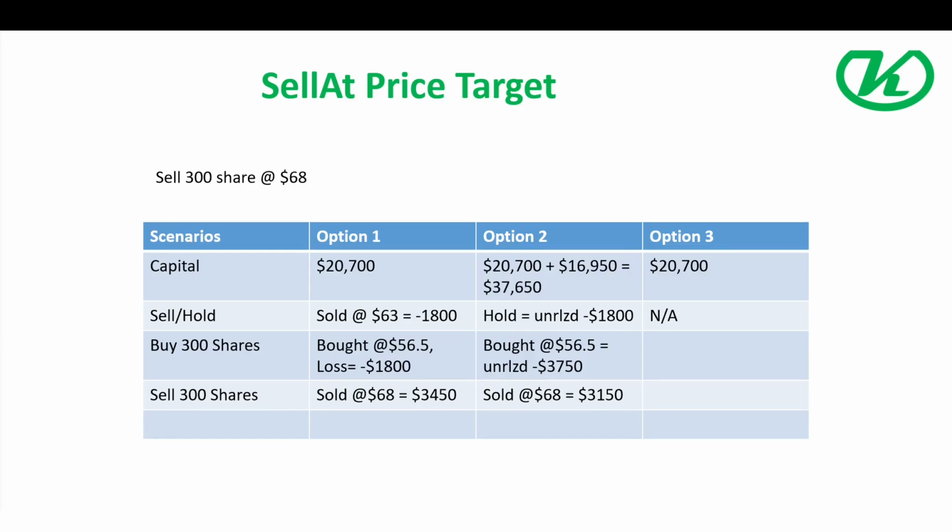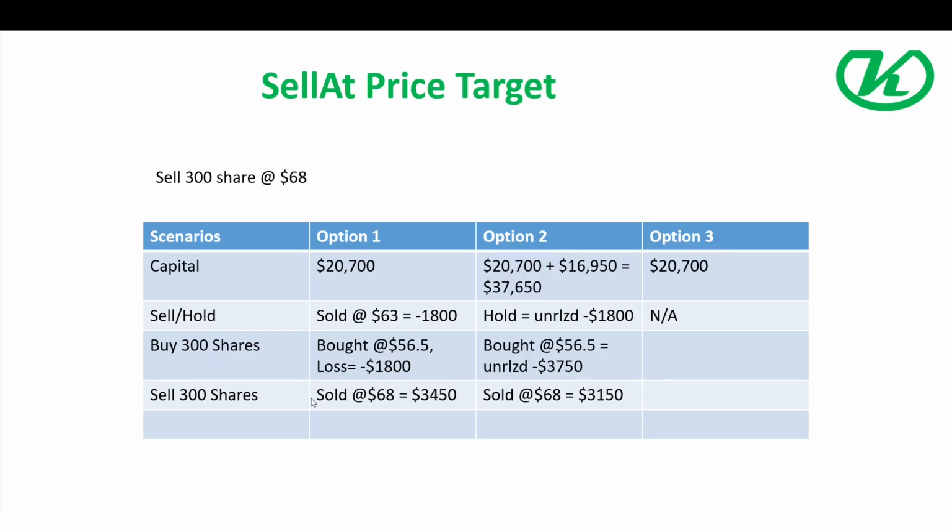Now we sold 300 shares at $68 with option 1. We bought at 56.50 and sold at $68, so our total profit is $3,450. We have recovered our loss and then made a profit on it, almost $1,650 profit on the stock. In option 2, we sold our 600 shares at $68. We got a total profit of $3,150 because our initial capital was higher. We spent $37,650, and this is our profit.